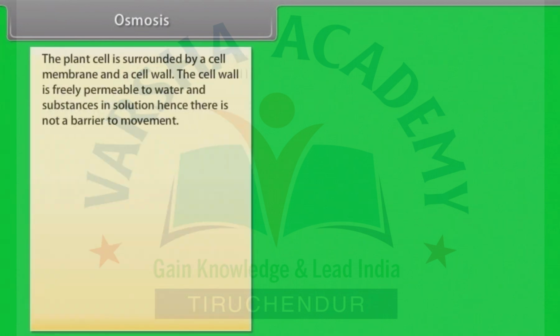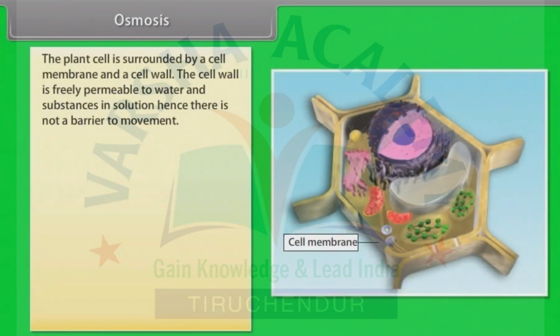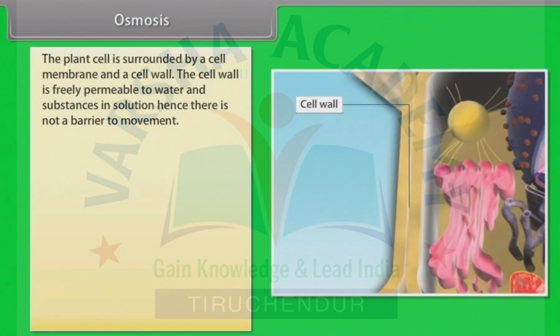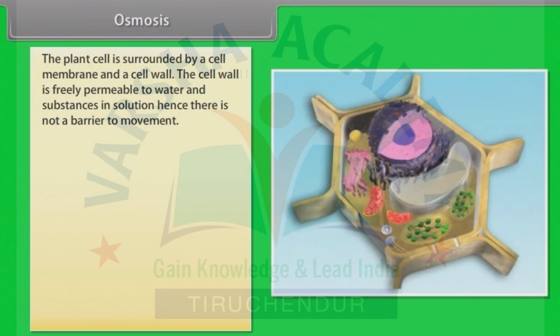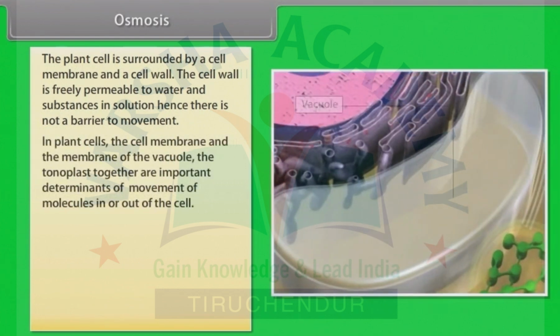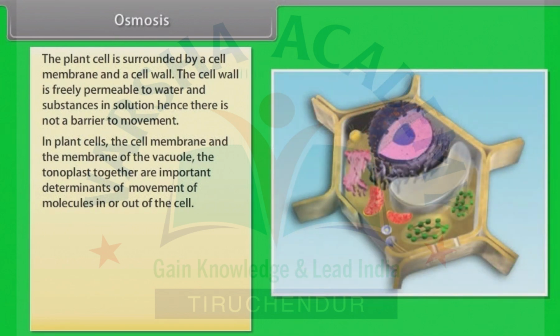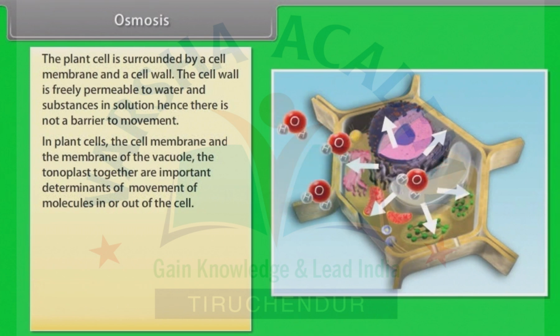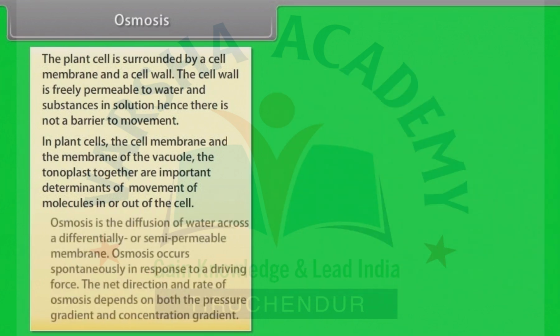Osmosis. The plant cell is surrounded by a cell membrane and a cell wall. The cell wall is freely permeable to water and substances in solution, hence there is no barrier to movement. In plant cells, the cell membrane and the membrane of the vacuole, the tonoplast, together are important determinants of movement of molecules in or out of the cell. Now let us know about osmosis.